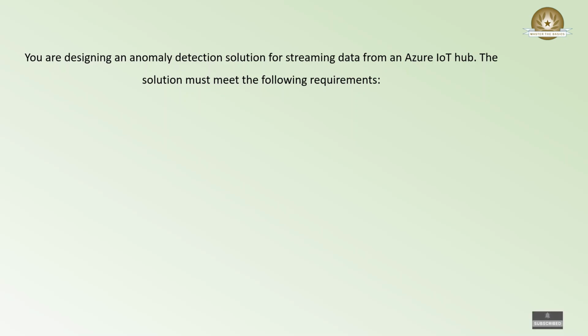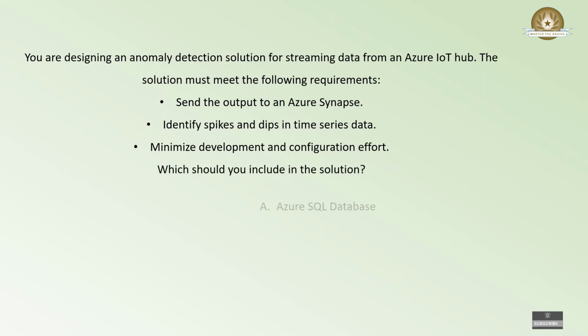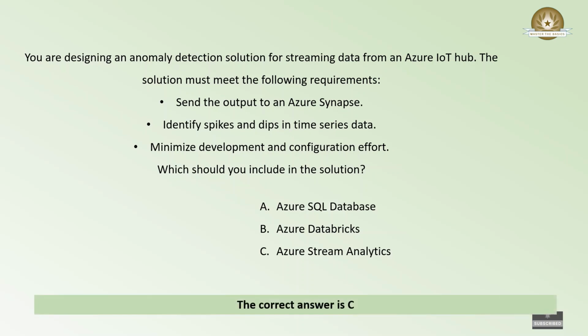You are designing an anomaly detection solution for streaming data from an Azure IoT hub. The solution must meet the following requirements. Send the output to an Azure Synapse. Identify spikes and dips in time series data. Minimize development and configuration effort. Which should you include in the solution? A. Azure SQL database. B. Azure Databricks. C. Azure Stream Analytics. The correct answer is C.